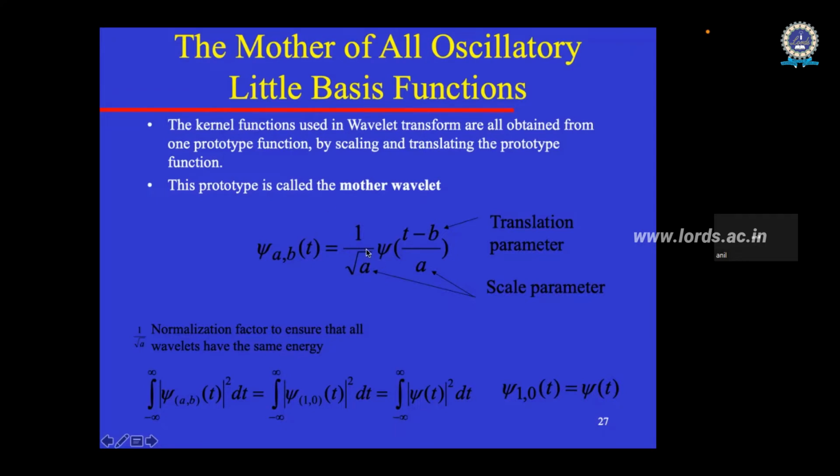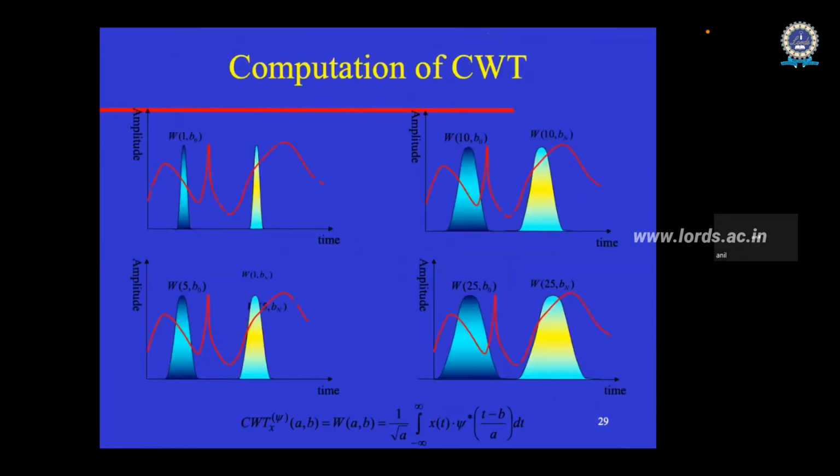The idea is you can represent any signal using these children wavelets. That means you have a mother wavelet, and if you change the parameters a and b, these are the variation factors. One is a translation parameter and the other is a scaling parameter. So depending on the a and b values, you will get different functions.